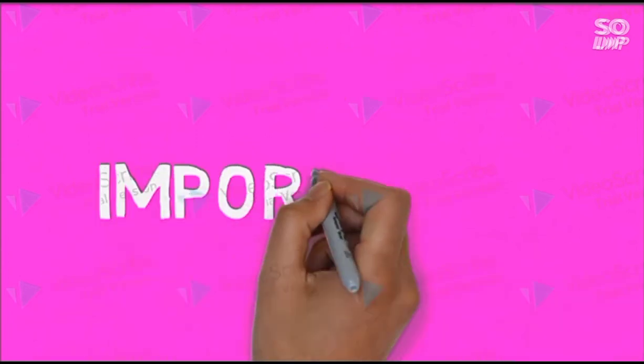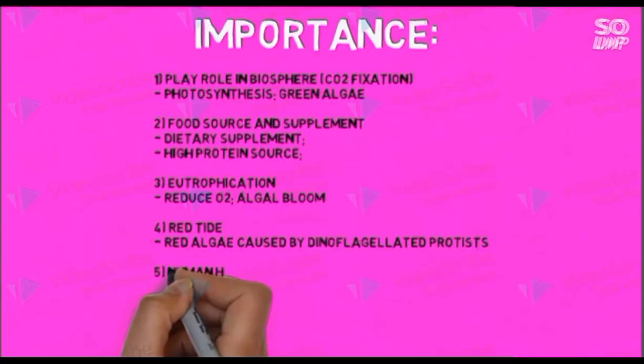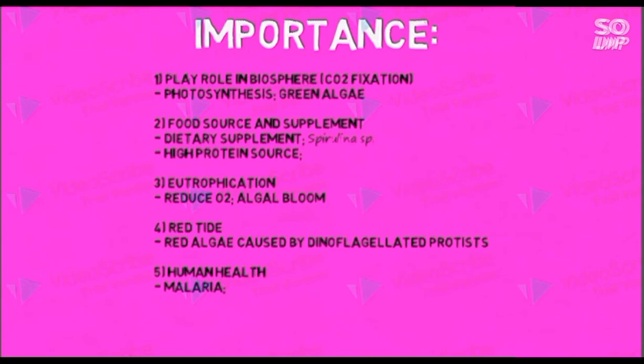Let us go through the importance of Protista. Number 1. Carbon dioxide fixation. Algae are involved in the fixation of nitrates and carbon dioxide. Algae are autotrophs, which means they use carbon dioxide as a source of carbon for growth.